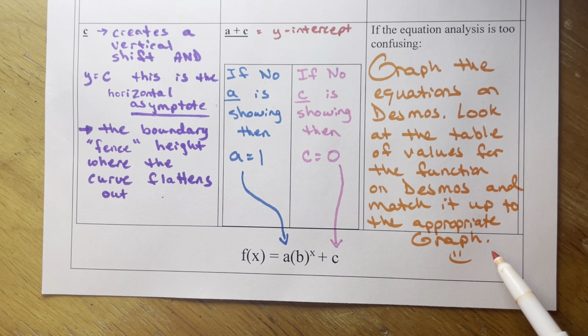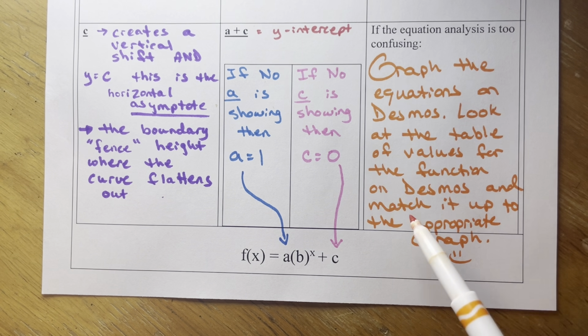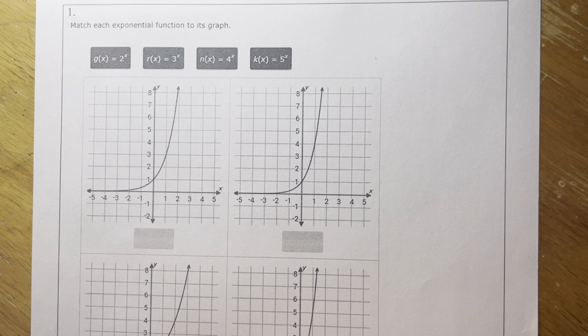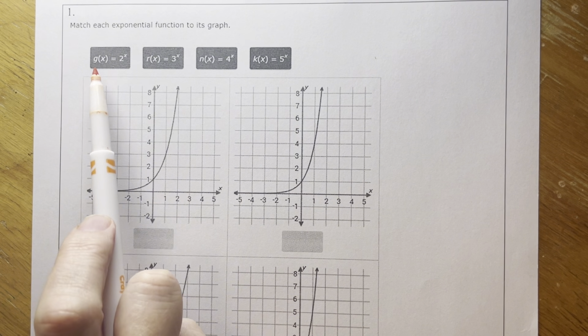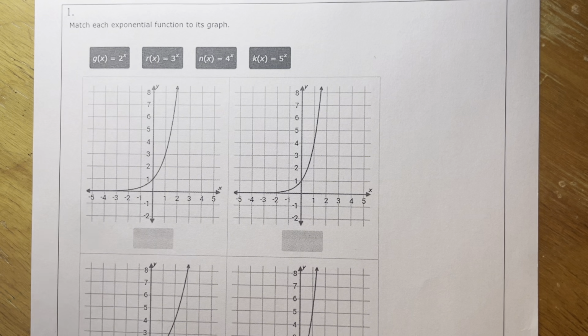So I think you're going to find that the characteristics, the traits of the exponential functions work pretty nicely so that you won't need to go and graph in Desmos. But if you do, that is most definitely an option that always works. Here in example 1, we're going to match each exponential function, g of x, r of x, n of x, and k of x, to its graph.